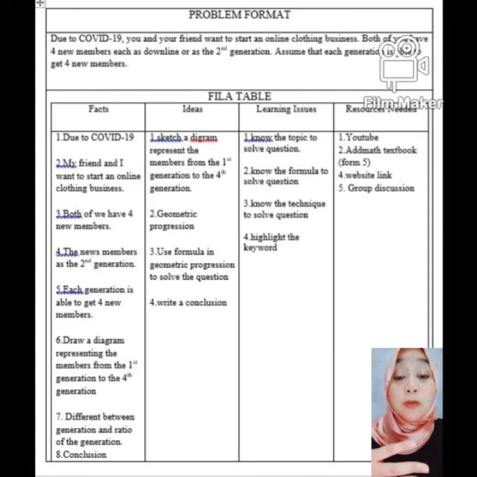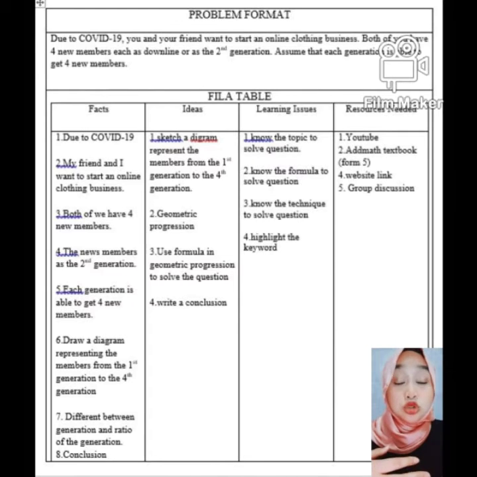Okay, the ideas from the question. We sketch a diagram to represent the members from the first generation to the fourth generation. Okay, the question is about a geometric progression. So we use the formula of geometric progression to solve the question. Okay, and we write a conclusion.